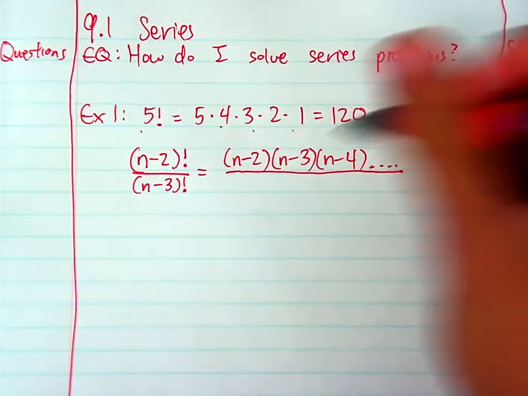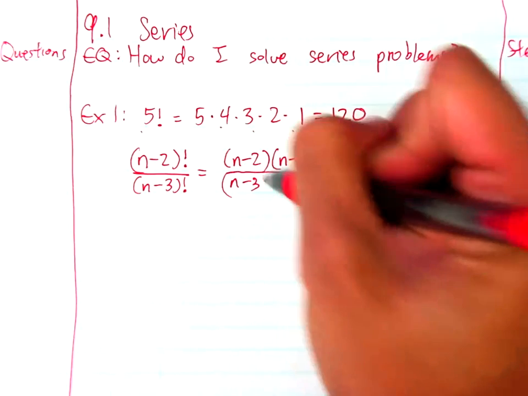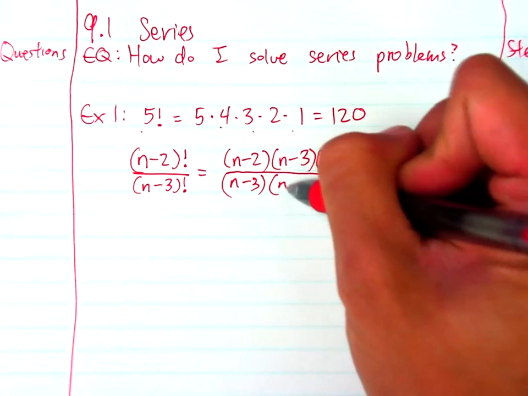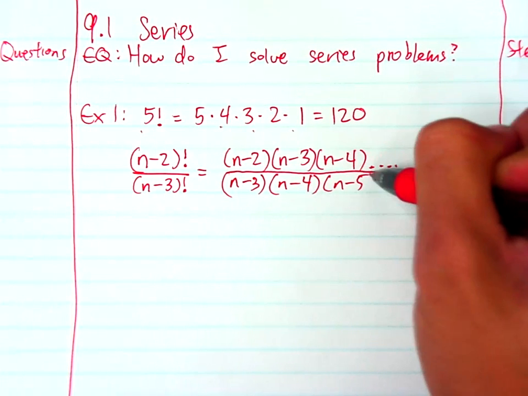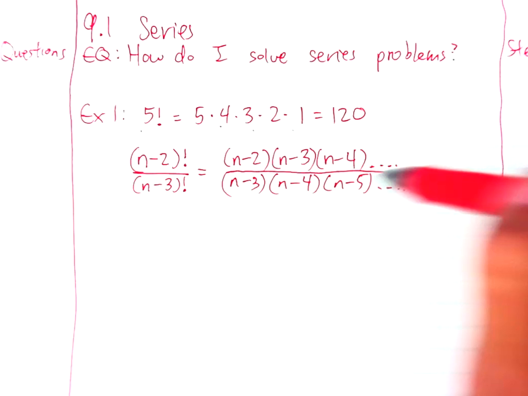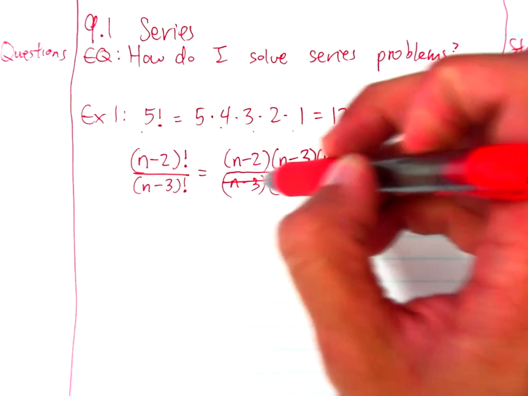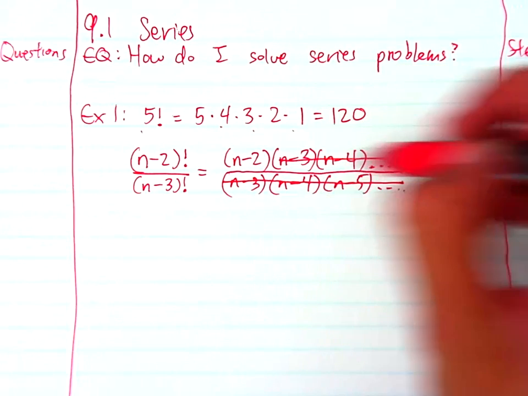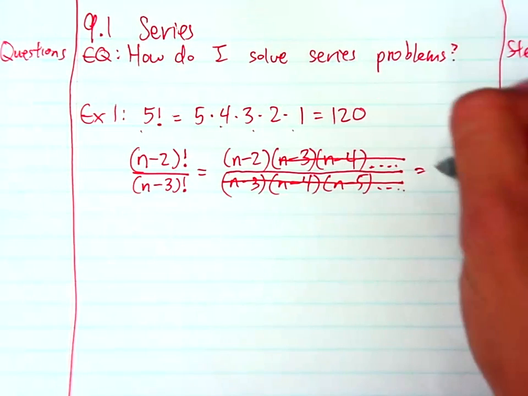So on the bottom, it would be n minus 3, and the next term would be 1 less than that, which is n minus 4, and then n minus 5, dot, dot, dot. So if I write the expression out infinitely, everything from n minus 3 repeats from the top to the bottom, so I'm going to cancel it out, and my answer is n minus 2.